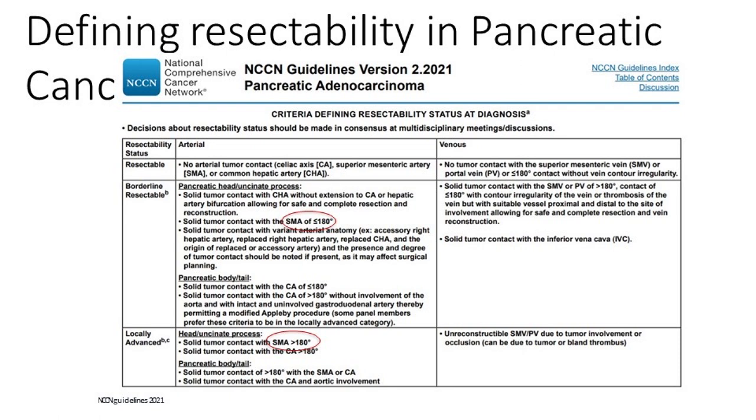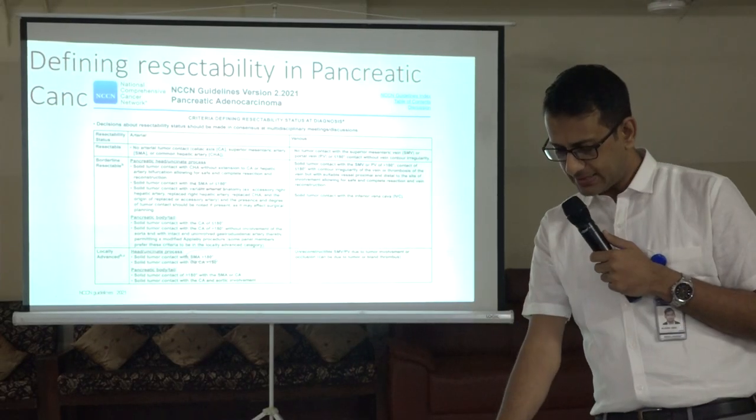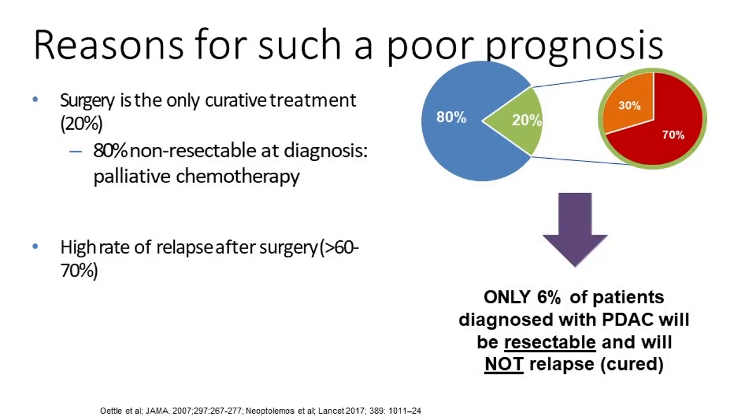And if you see here, borderline resectable will be something which is encircling the superior mesenteric artery less than 180 degrees. So if you imagine a cross section, and the tumor engulfing the vessel, if it's within 180 degrees, then the surgeon will be willing to go and attempt. If it's more than 180 degrees, the surgeons would say, you can't sacrifice your celiac trunk or superior mesenteric artery, so it becomes inoperable. So this is something which is extremely important.